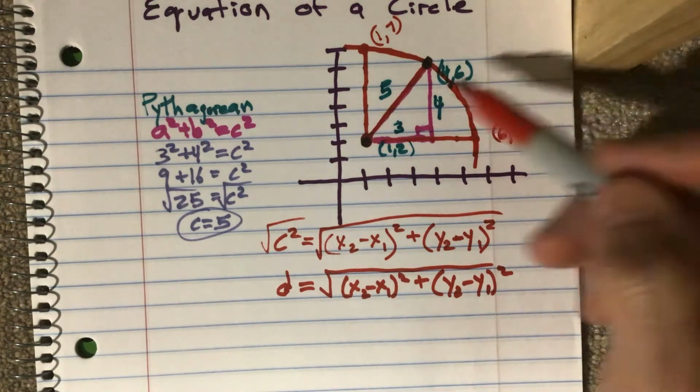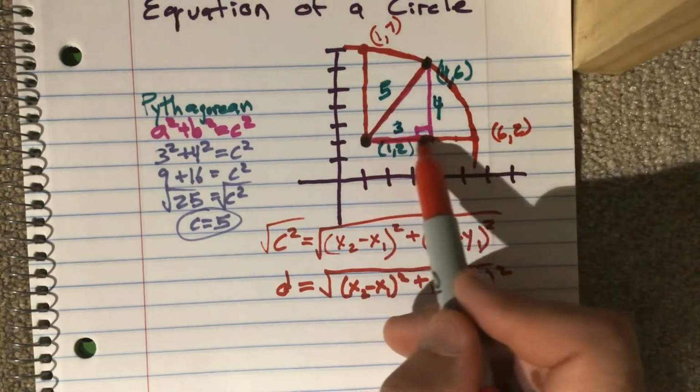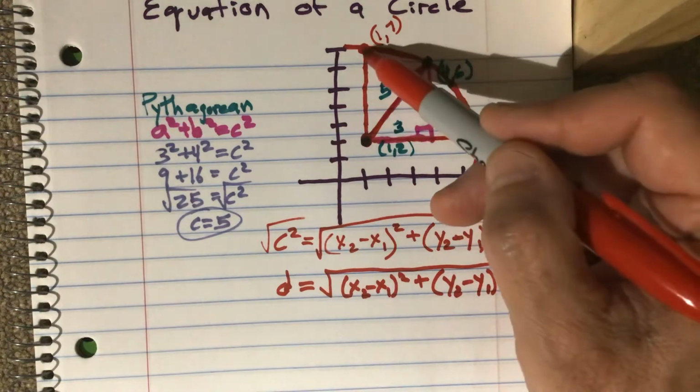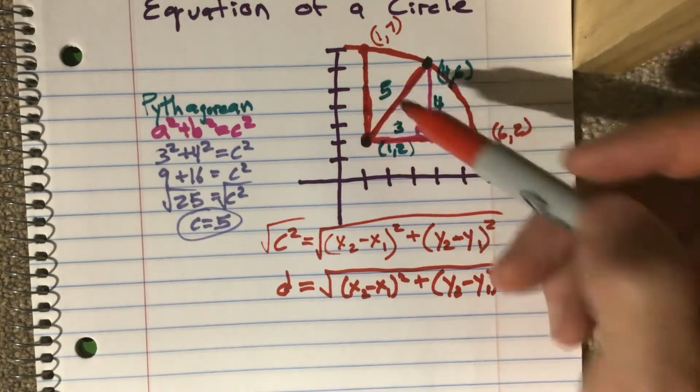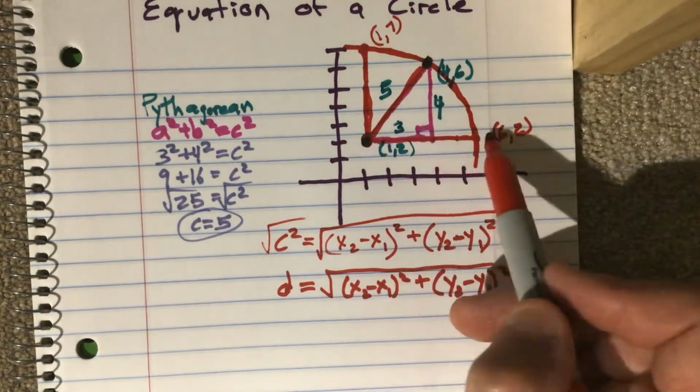So you can see that I'm forming a circle here using radii. 1, 2, 3, and they're all the same length. They're all exactly 5, right? 3, 4, 5.